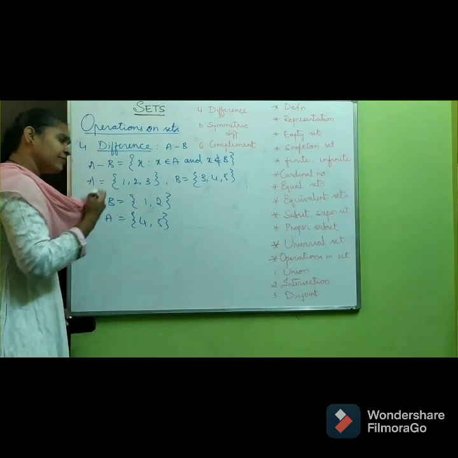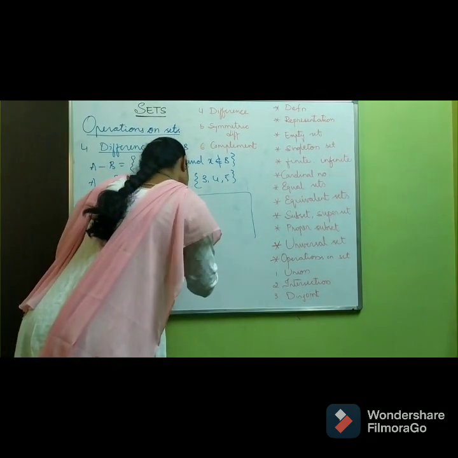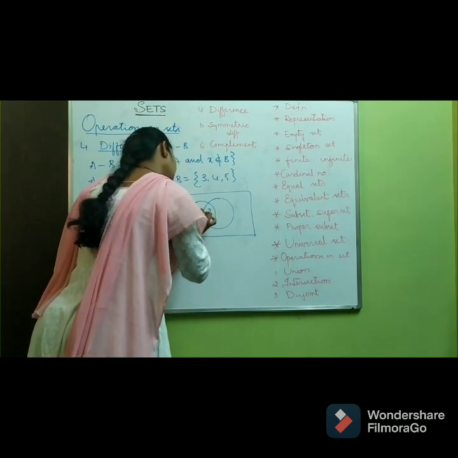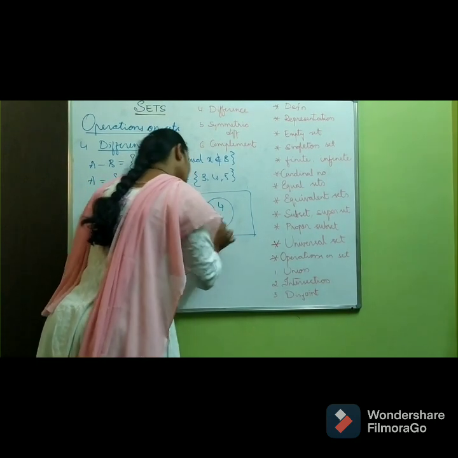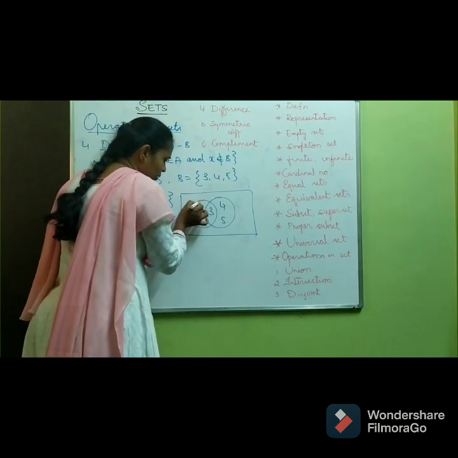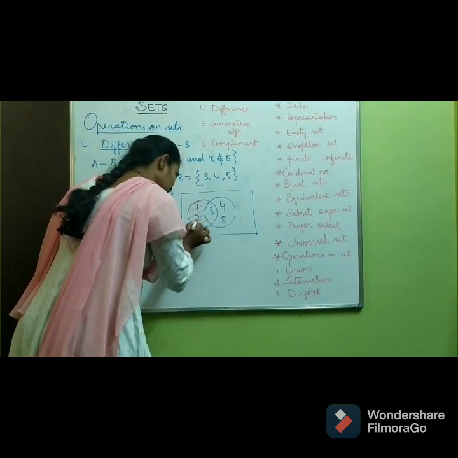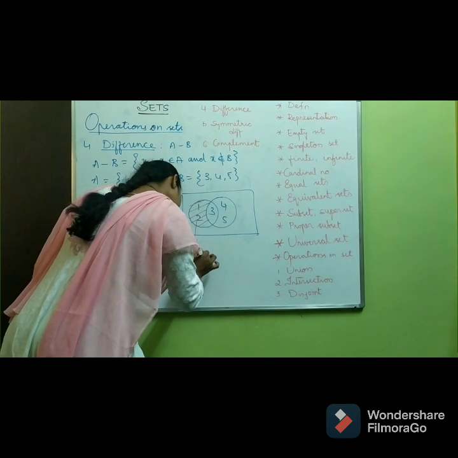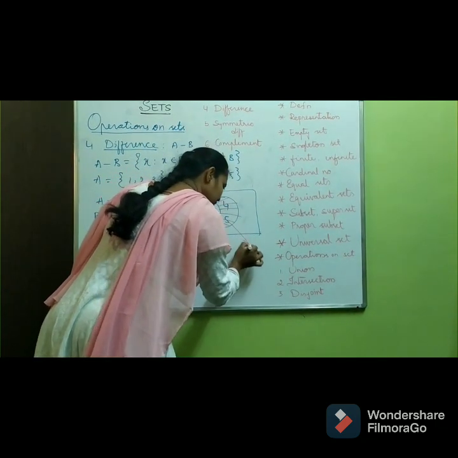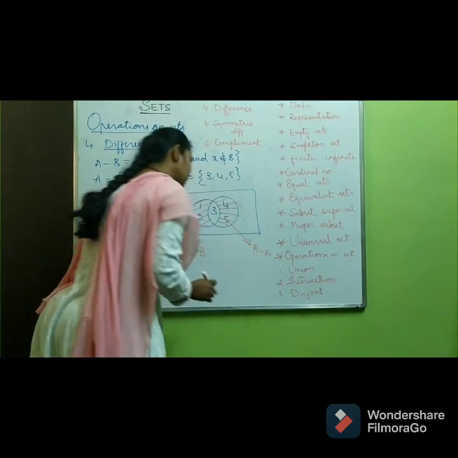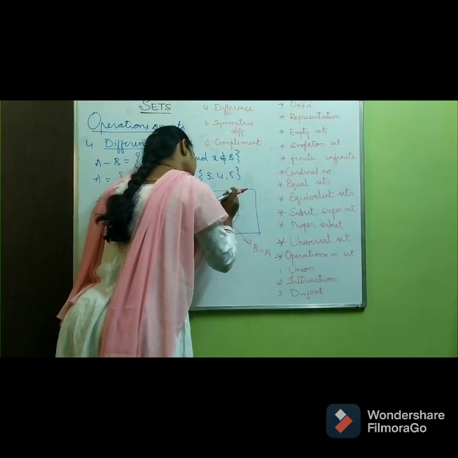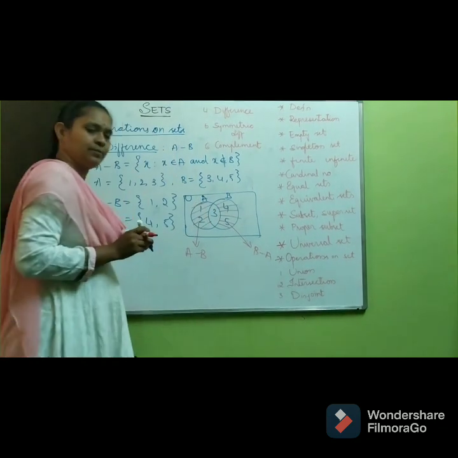If you want to represent it in a Venn diagram, it will be like this. This is A, this is B. 3, 1, 2, 4, 5. Look here. This part is A minus B. This part is B minus A. This is set A, set B, units.